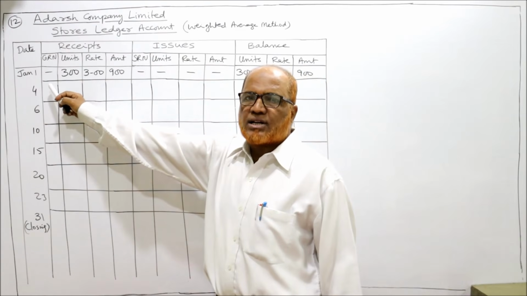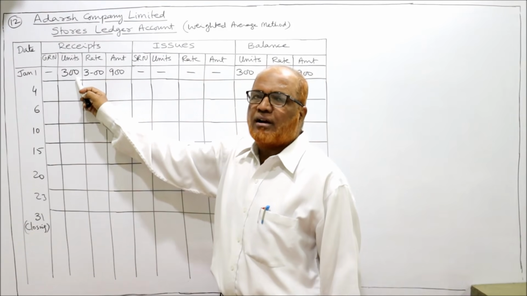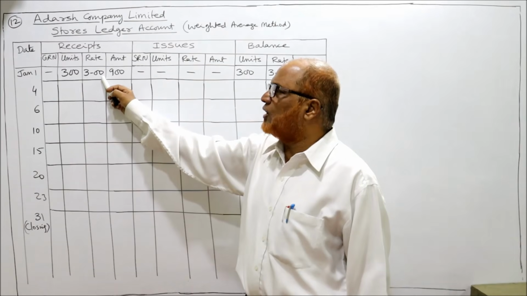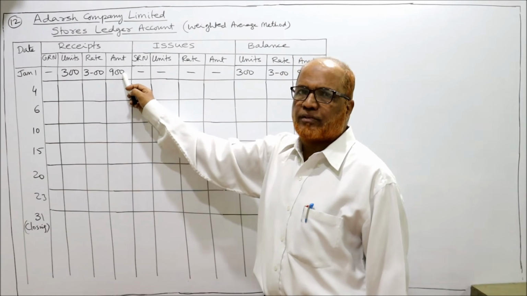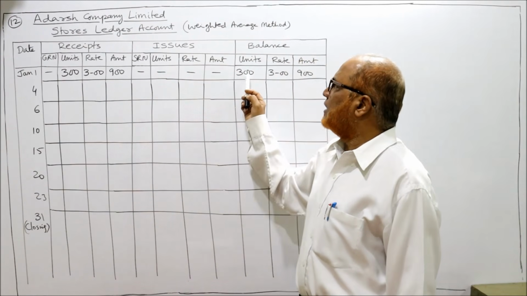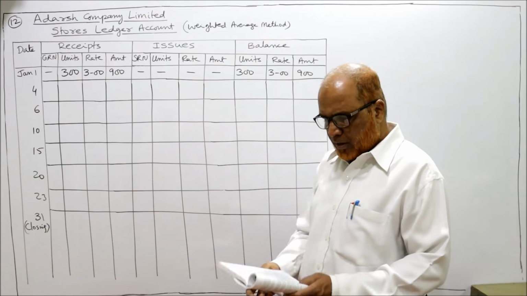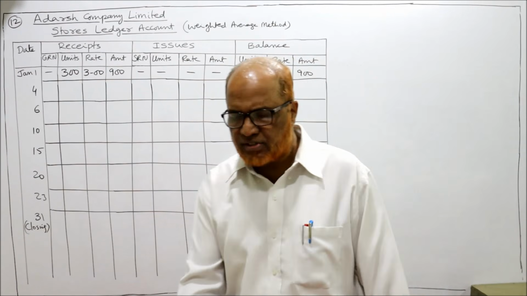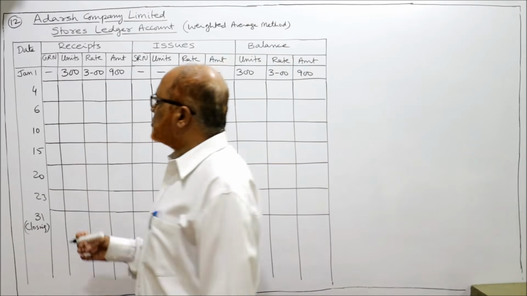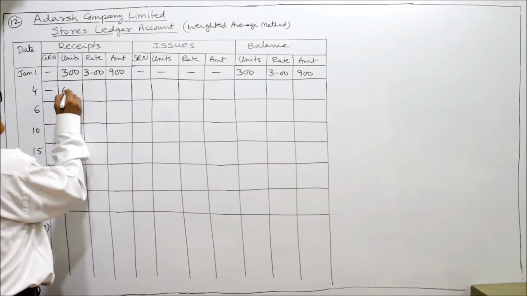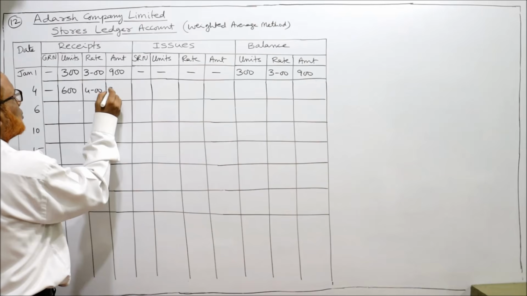The first transaction, January 1st, 300 units are purchased at 3 rupees, 900 rupees. So 300, 3 rupees, 900. Now 4th January, there is a purchase of 600 units at 4 rupees, 2400.